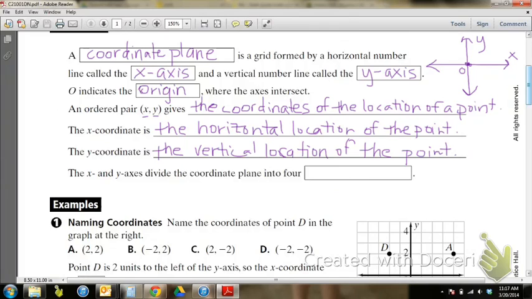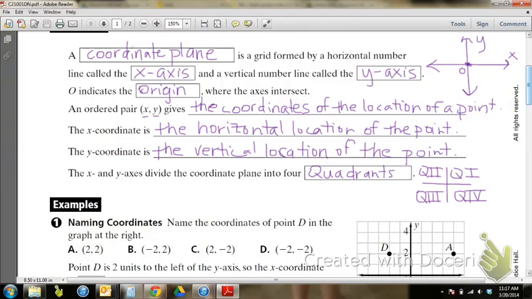And the x and y axes divide the coordinate plane into 4 quadrants. And you need to know which one is which. So let's draw a picture. The first quadrant is here, that's a 1. The second quadrant is to the left. The third quadrant is down below. And the fourth quadrant is there.